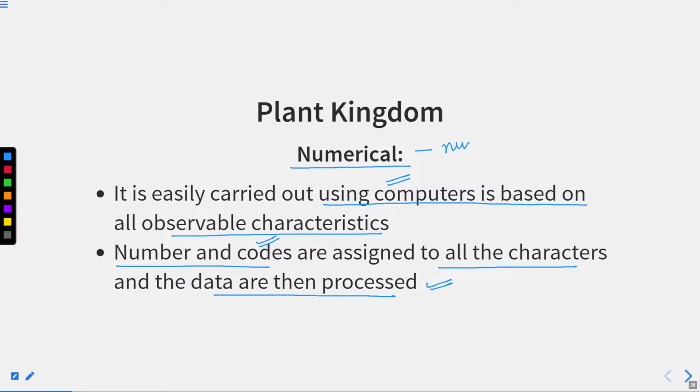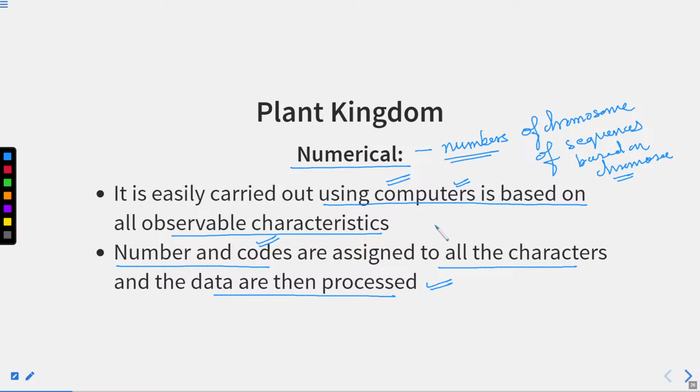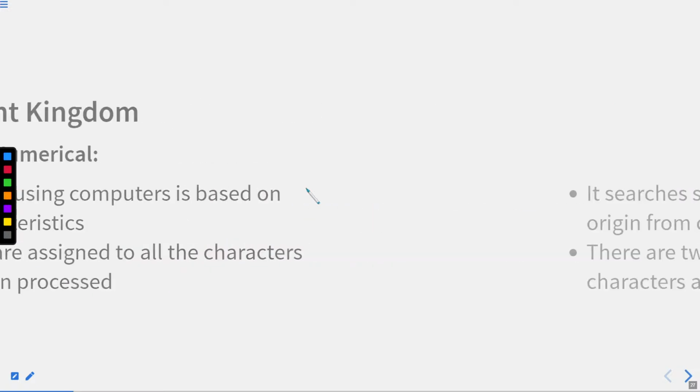So what are we considering for numerical taxonomy? We are considering the numbers: the number of chromosomes, the number of sequences, and so on. All these things can be fed into computers in a database. That database will be used for statistical results, and those results will give you codes, and that code will be used for taxonomy purposes. I hope this is easy to understand: what the cytological structures are, and what the numerical characters are that we consider for this type of classification.